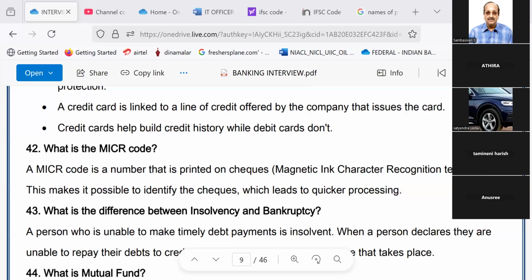Harish, please continue reading 42. What is the MICR code? A MICR code is a number that is printed on checks. Magnetic ink character recognition technology. This makes it possible to identify the checks, which leads to quicker processing.